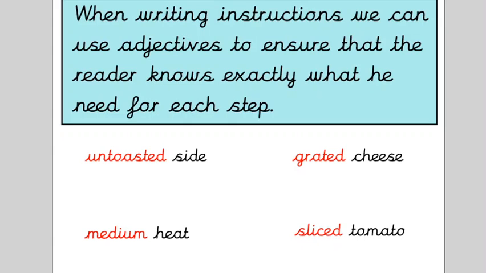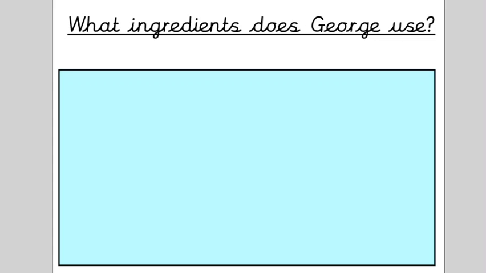So next week, we're going to start looking at writing our own recipe for our own marvellous medicine, exactly the same as George did. He made his marvellous medicine. So before we start writing about it, I want you to think about some ingredients. We need to think about what we might put in this marvellous medicine.